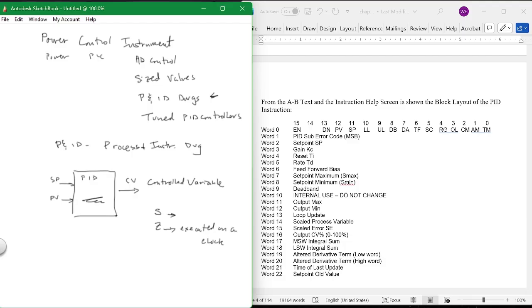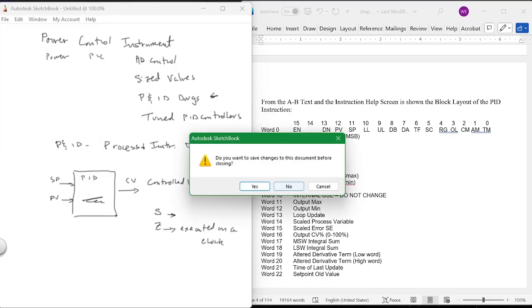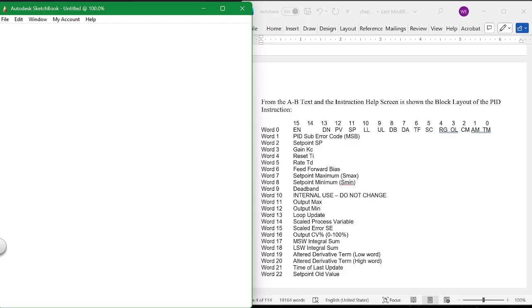What is AM? Is that in the morning? AM? No, that's auto manual. So a 1 is manual, a 0 is auto. What is CM? Again, probably have no idea, but I'll give you some of these, just a few of them. Some of these don't matter, but some of them really do matter. AM is the auto manual.